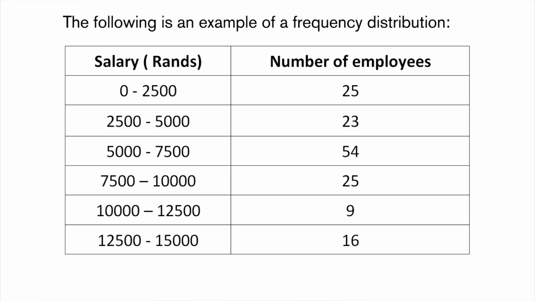From this table, we can see that 25 employees earn between 0 Rand and 2,500 Rand, whereas 25 employees earn between 7,500 Rand and 10,000 Rand. Here, the data is grouped into classes, and the number of times each value falls into those classes is recorded. This represents a frequency distribution.